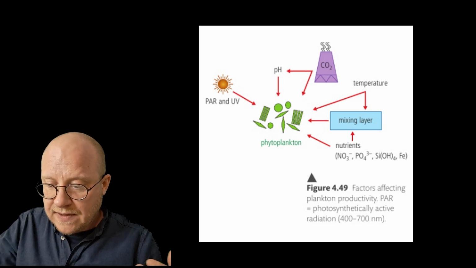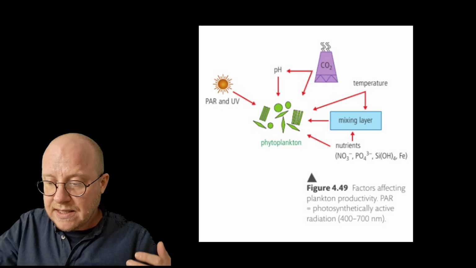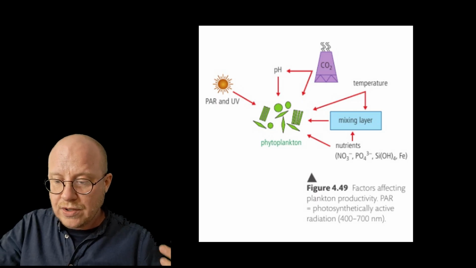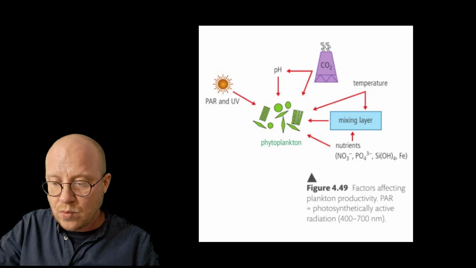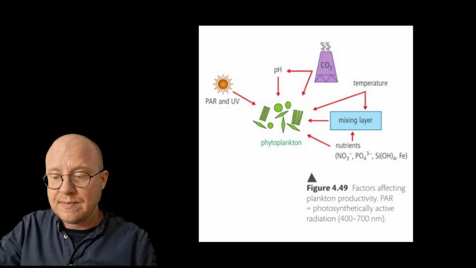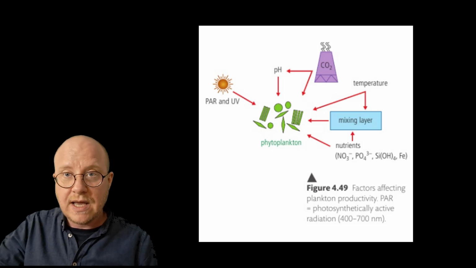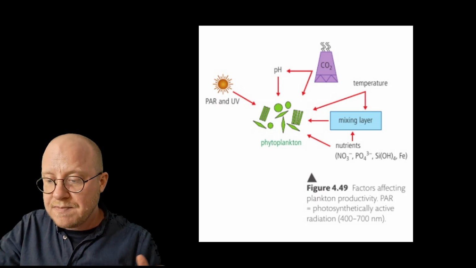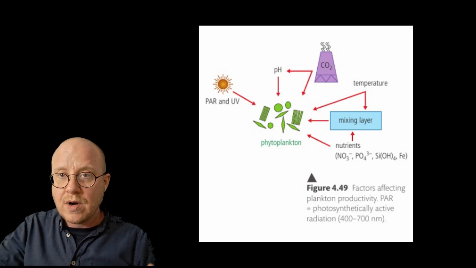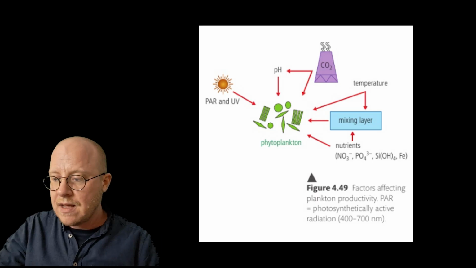Due to increased stratification of water column and reduced mixing of nutrients from the deep water to the surface. I'll say that one more time. Ocean acidification and warming will also reduce nutrient supply due to increased stratification of the water column and reduced mixing of nutrients from deep water to the surface.